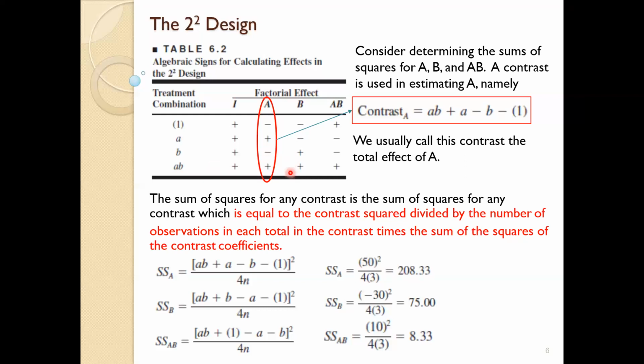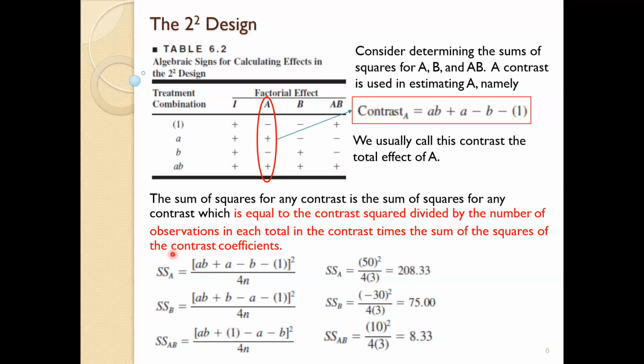How about interaction? Interaction is from the multiplication of A and B. Minus, minus we get positive, right? Positive, minus we get minus. Minus, plus we get minus. Plus, plus we get plus. This is the symbol of AB, that means plus, minus, and plus for this. High, low, for example. And then you can calculate the contrast.